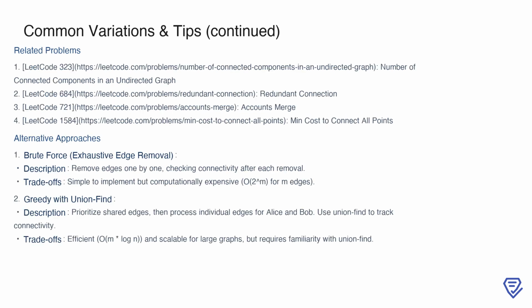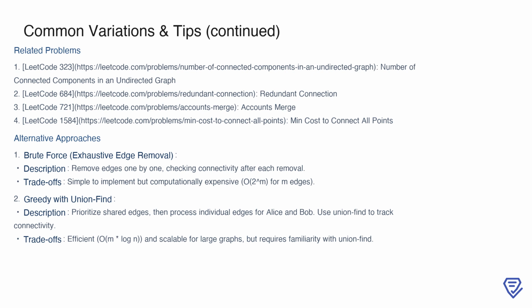To deepen your understanding, it's helpful to explore related problems. For instance, LeetCode 323, Number of Connected Components in an Undirected Graph, focuses on identifying connected components in a graph, which is a foundational concept for this problem. LeetCode 684, Redundant Connection, deals with finding and removing unnecessary edges to maintain connectivity. Another related problem is LeetCode 721, Accounts Merge, which applies graph traversal or union find to solve grouping problems. Finally, LeetCode 1584, Min Cost to Connect All Points, emphasizes optimizing connectivity through minimum spanning trees.